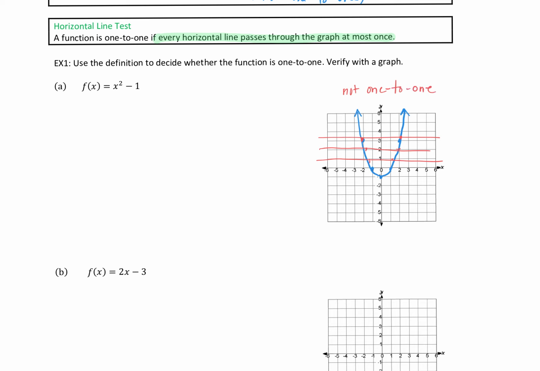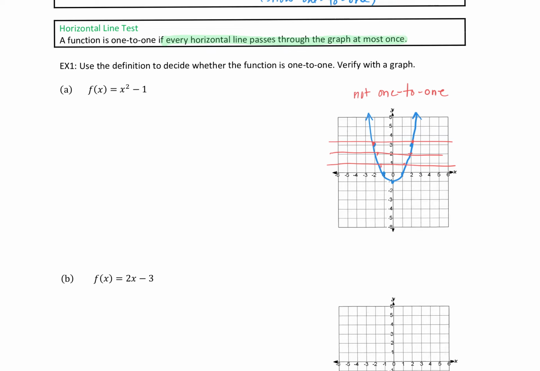That means if I'm going to use a definition to also show that it's not one-to-one, I'm going to use that first version. What the first version says is x's different means y's different, and that means one-to-one. So not one-to-one means x is different, y's are the same. All I have to do is come up with one example where the x values are different, but the corresponding y values are the same. And there are infinitely many to choose from.